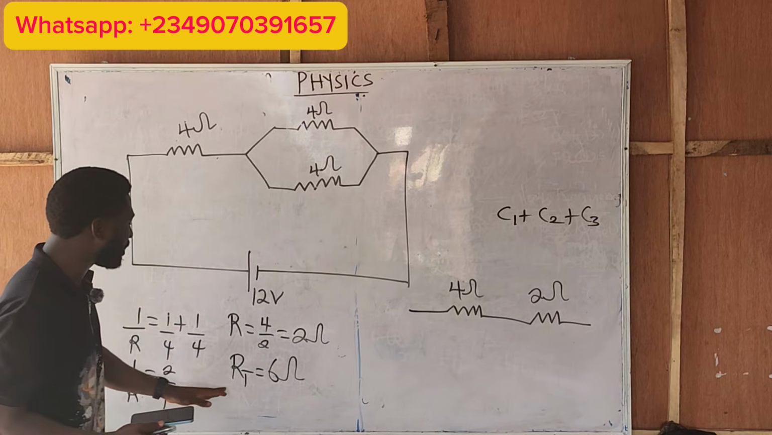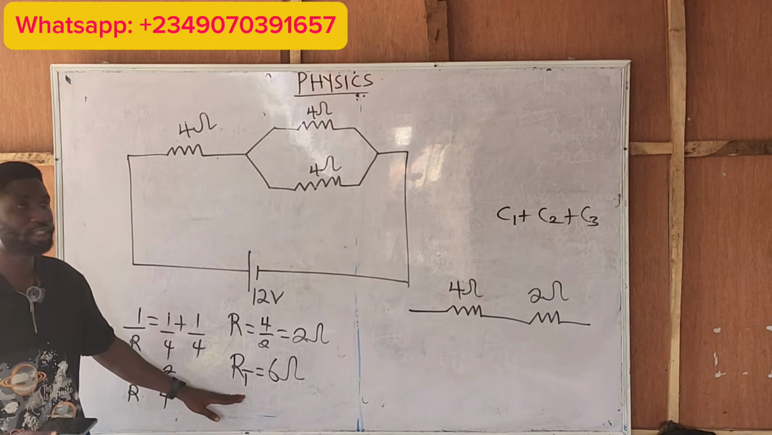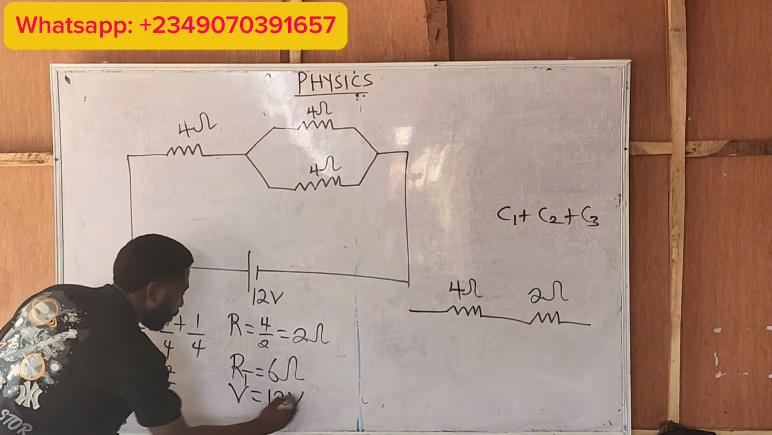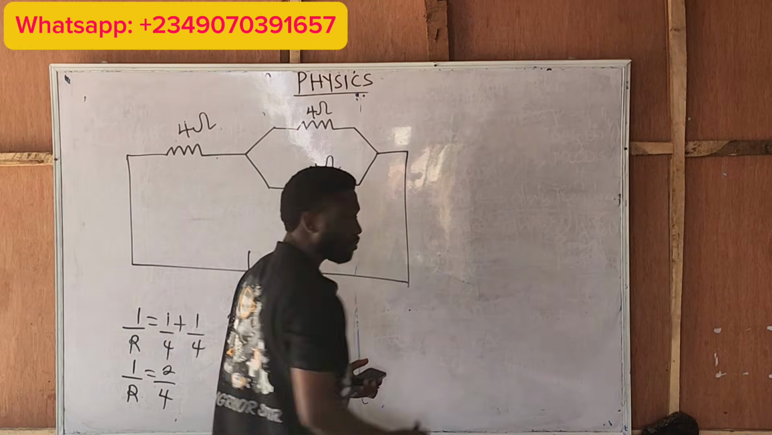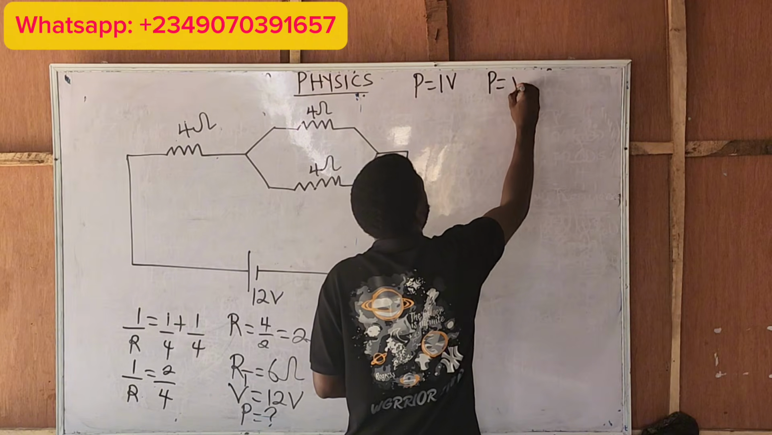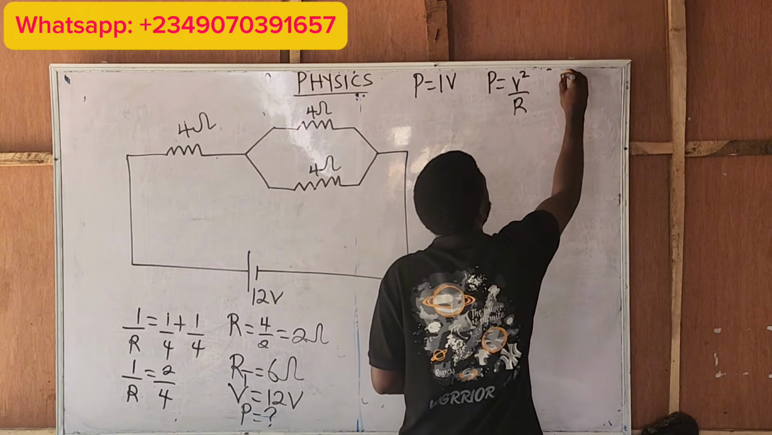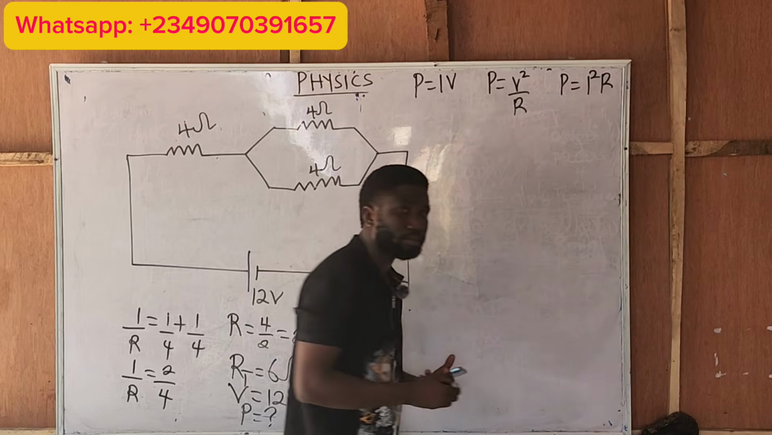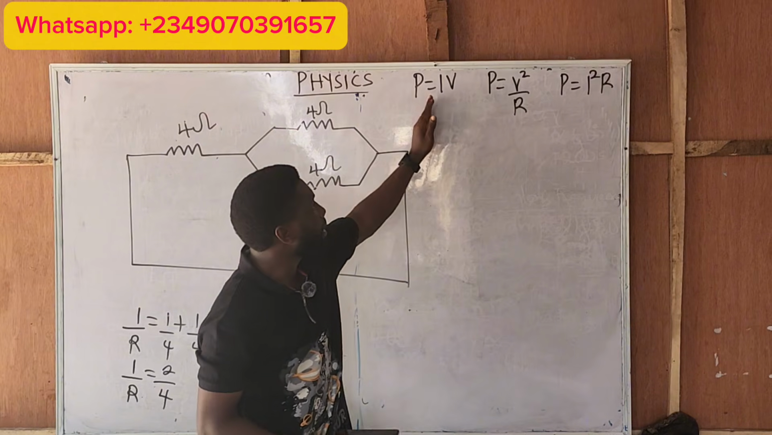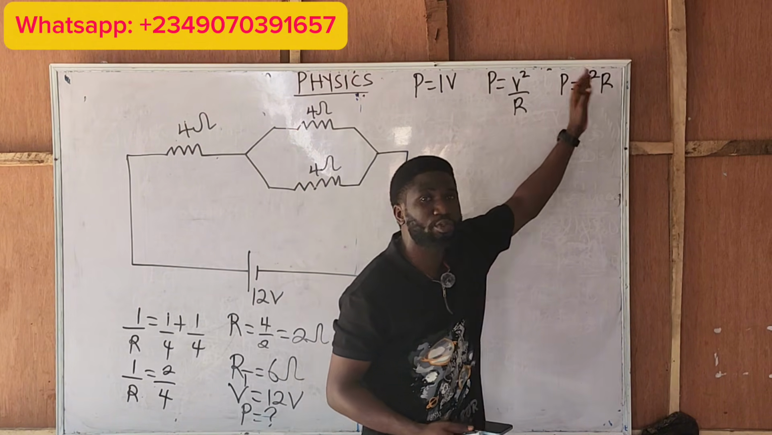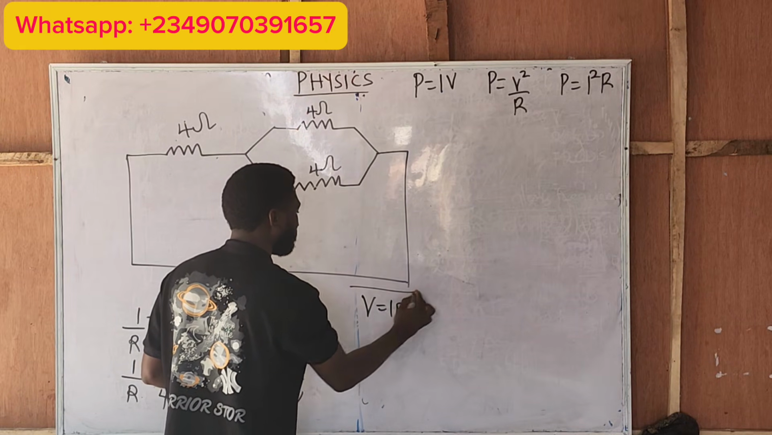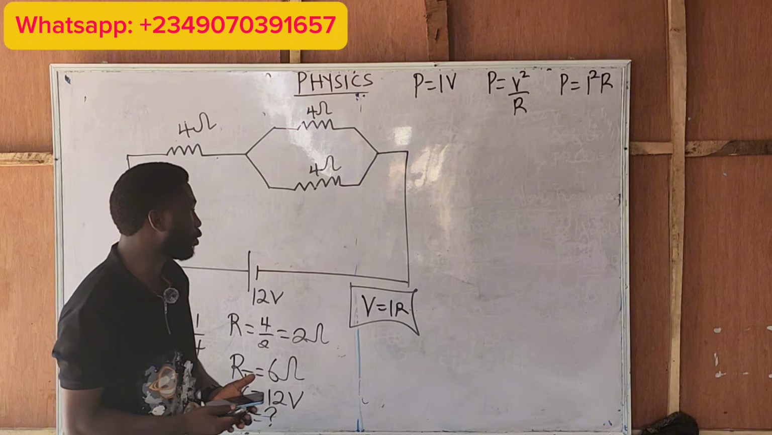All right, so now that we've gotten the effective resistance for this circuit, we have the voltage to be 12 volts. V is 12 volts, and we want to get the power. So the first one is P equals IV. Then we have P equals V squared over R. Then we have P equals I squared R. These are the 3 formulas you need to take note of pertaining to power. And you need to know that from Ohm's law, V is equal to IR.